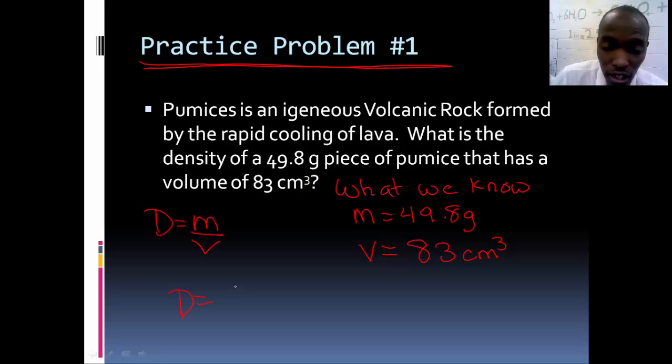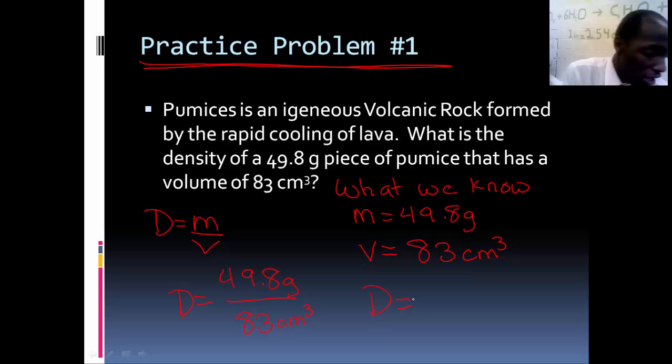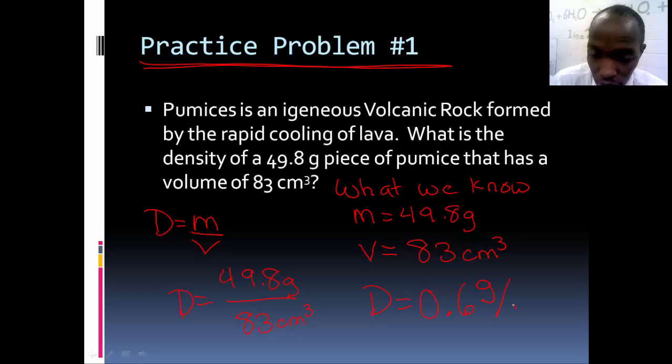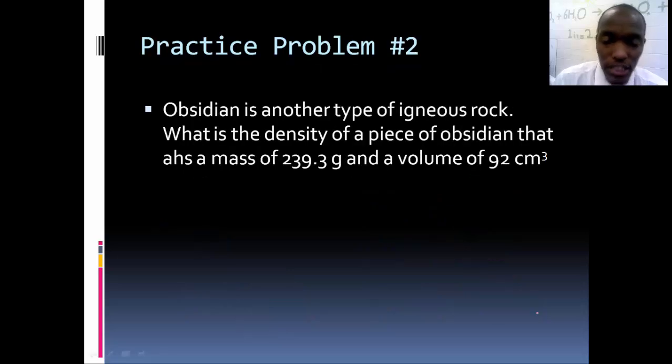So when we write in our values, our mass is 49.8 grams over 83 cubic centimeters. Plug that into a calculator. 49.8 divided by 83, and if you entered it into the calculator correctly, it gets us 0.6 grams per cubic centimeter. Alright. Next up is practice problem number 2.